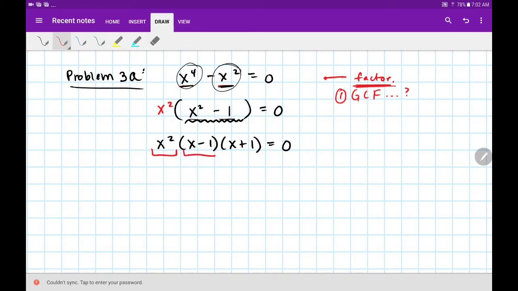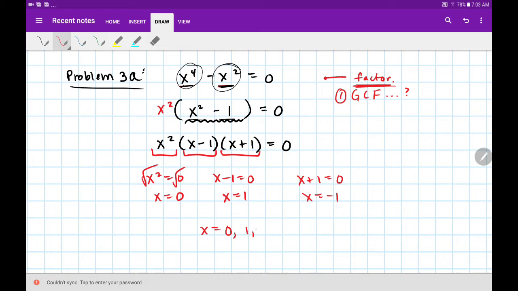I'm ready to set each factor independently equal to 0 and to solve. So for this original one, if x squared equals 0, if I take square roots on both sides, then x will equal 0. In this case, I'll add 1 to both sides, and x will equal 1. And for the last factor, I get a solution of negative 1. So our final answer is 0, 1, negative 1. These are my zeros, also known as my solutions, also known as my roots. And we'll see tomorrow also our x-intercepts.